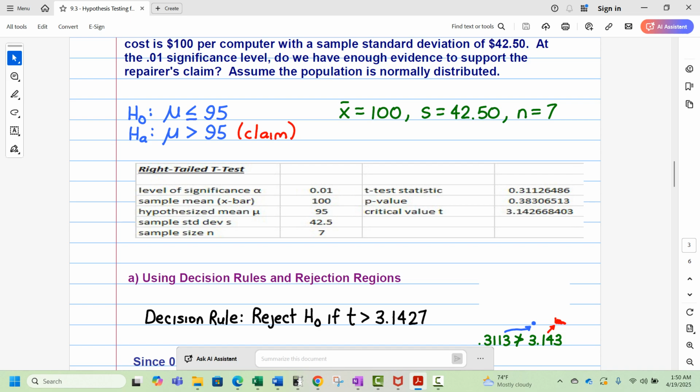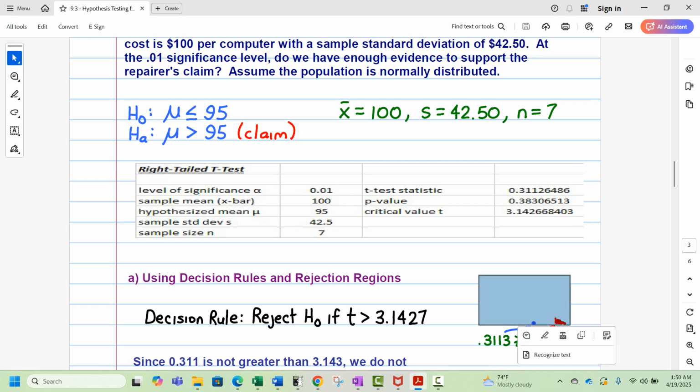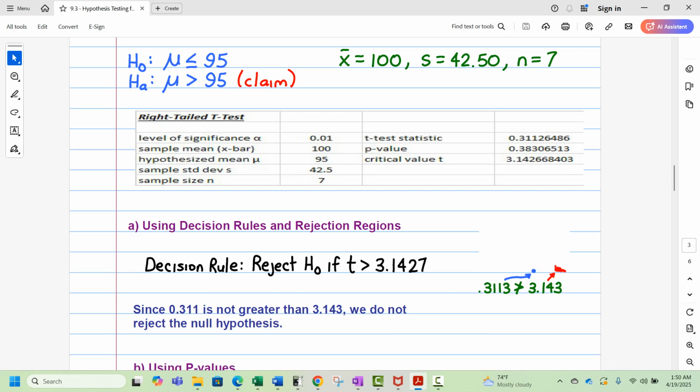I did it with rejection regions and p-values. That's supposed to be a picture of a normal curve there. I don't know why that's not showing. But anyway, I'm just showing that the critical value is 3.143. And then your test statistic 0.3113 is not greater than 3.143. It does not fall over to the right in the rejection region. So we do not reject the null hypothesis.